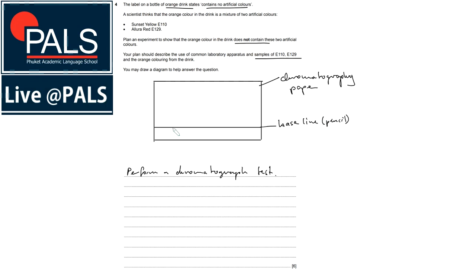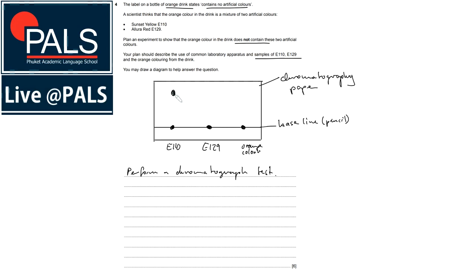in pencil, and then we add 3 dots here. This is E110, this is E129, and this is the orange color, and we will maybe get something like this.